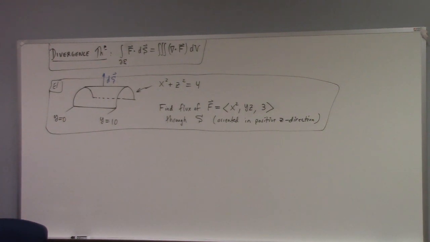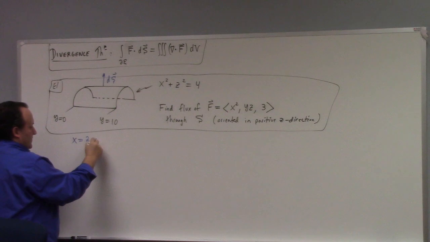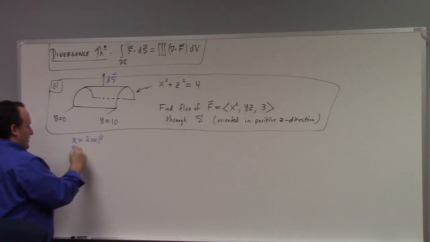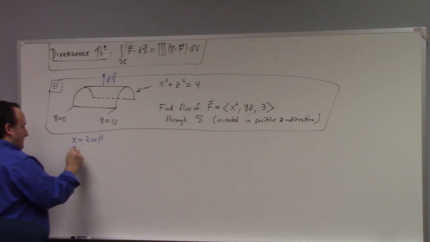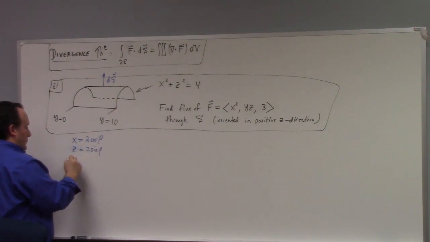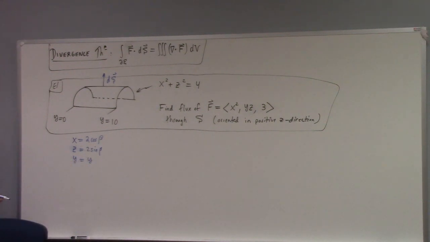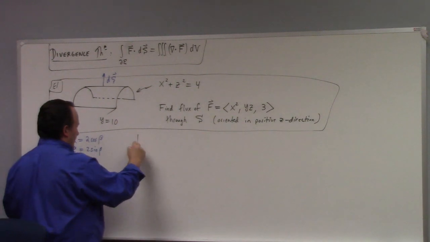So let me suggest for this, we should think about x equals 2 cosine beta, y equals, not y, but z, is 2 sine beta, and y is equal to y. All right? So if you do this, if you want to picture it, it looks something like this.